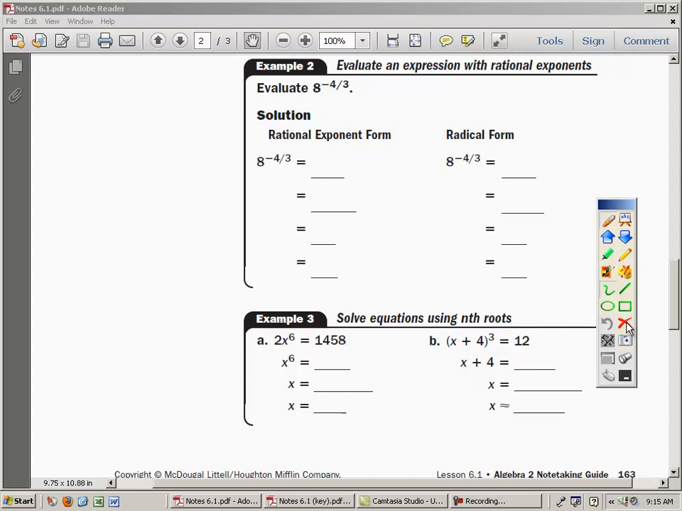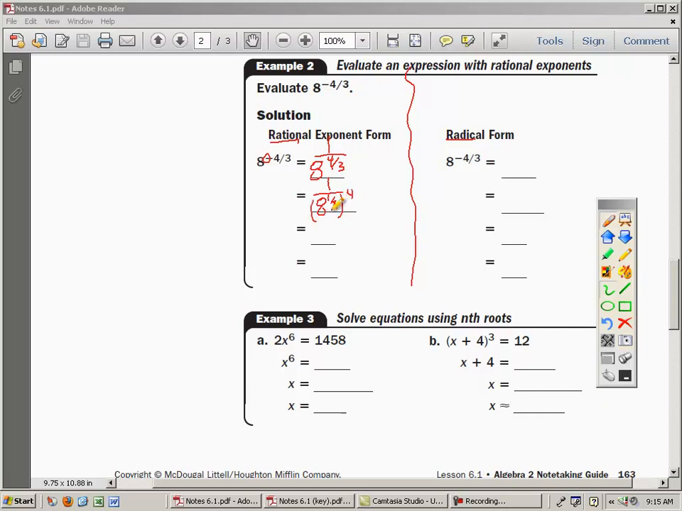So let's take a look at a couple of examples here. We're going to do this exact same problem using rational exponent form and radical form. So we can do this both directions, and you have to be comfortable with both. First of all, anything with a negative power immediately gets put downstairs. This is 1 over 8 to the 4/3 power. Now, in using rational notation, this becomes 1 over 8 to the 1/3 power, then raised to the 4th power.